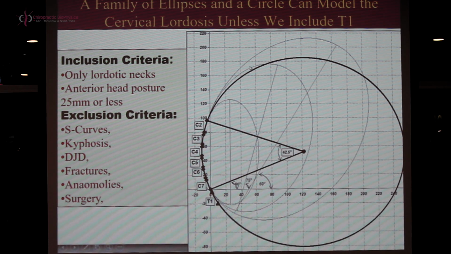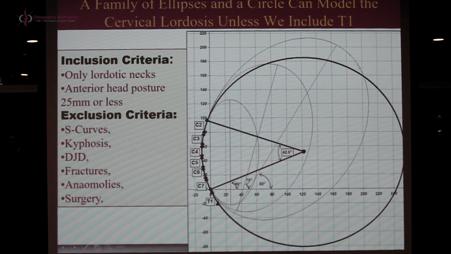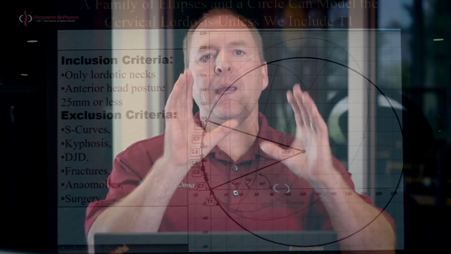Here's a different ellipse. It's rotated backwards, tilted backwards. This one has a different B over A ratio. Here's another ellipse. It's rotated even further backwards in space. We were able to fit C2 to C7 with several different types of ellipses if we just tilted them in space and we changed the orientation of where their short axis and long axis passed relative to the cervical spine. We also were able to change the B over A ratio and get those to fit as well.